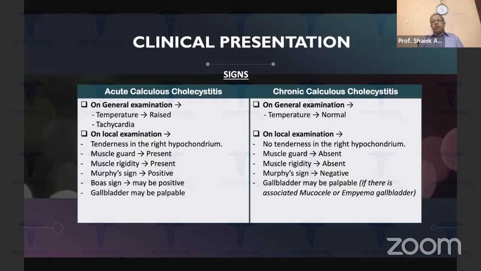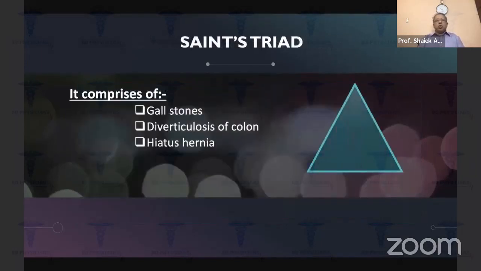In chronic calculous cholecystitis, on general examination the temperature is normal. On local examination, there is no tenderness in the right hypochondrium, muscle guard and muscle rigidity are absent, and Murphy's sign is negative. The gallbladder may be palpable if there is associated mucocele or empyema of the gallbladder. So there is Saint's triad. It comprises gallstones, diverticulosis of the colon, and hiatus hernia.